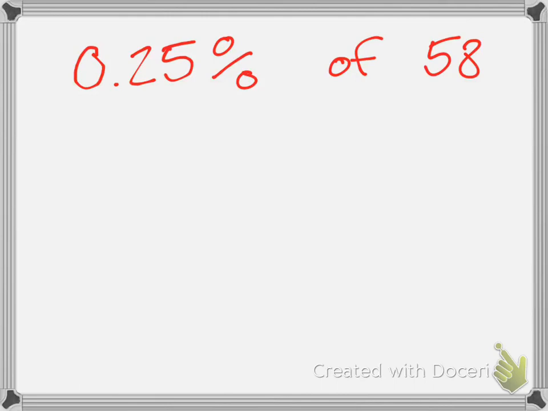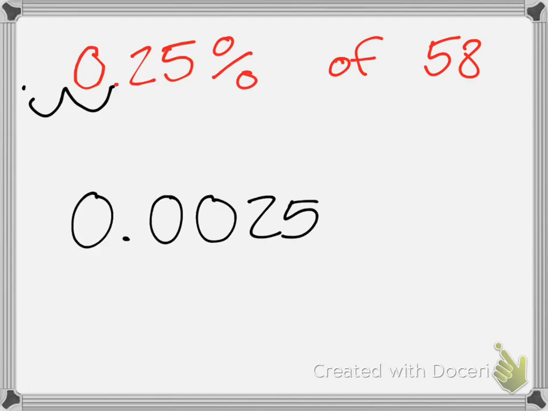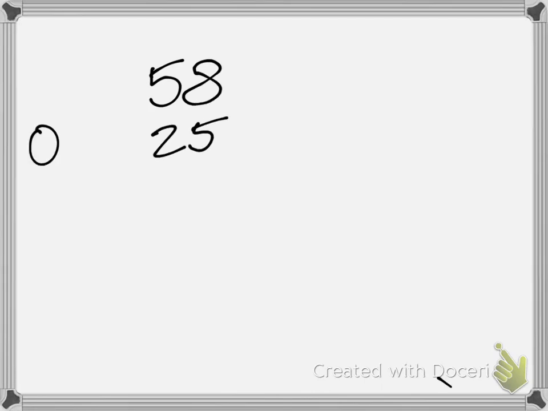What is 0.25% as a decimal? Who can tell me? Not 0.25. What do we get? Yeah, let's look. We move it over twice, so we get 0.0025. Then we do our multiplication way times 58. Here's 58. We have our numbers. We always line them up all the way to the right. That's how we do multiplication.